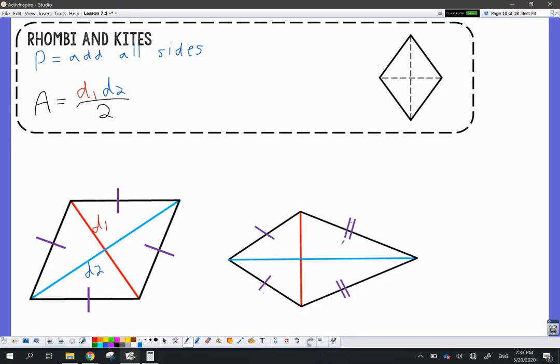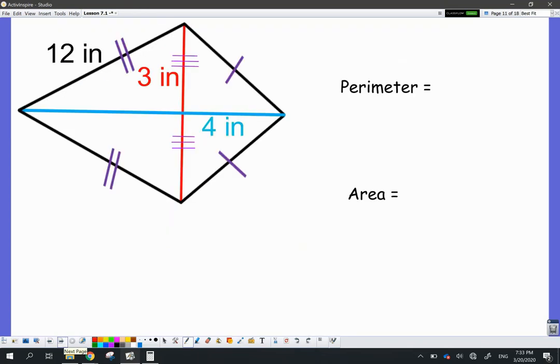Same thing in our kite here. This blue diagonal from vertex to vertex is our d2, our diagonal number 2, and this red line here is our d1, our first diagonal. And so to find the area, all we do is multiply those diagonals and divide by 2. So let's go through some examples here, one of each. Let's start with the example of a kite.